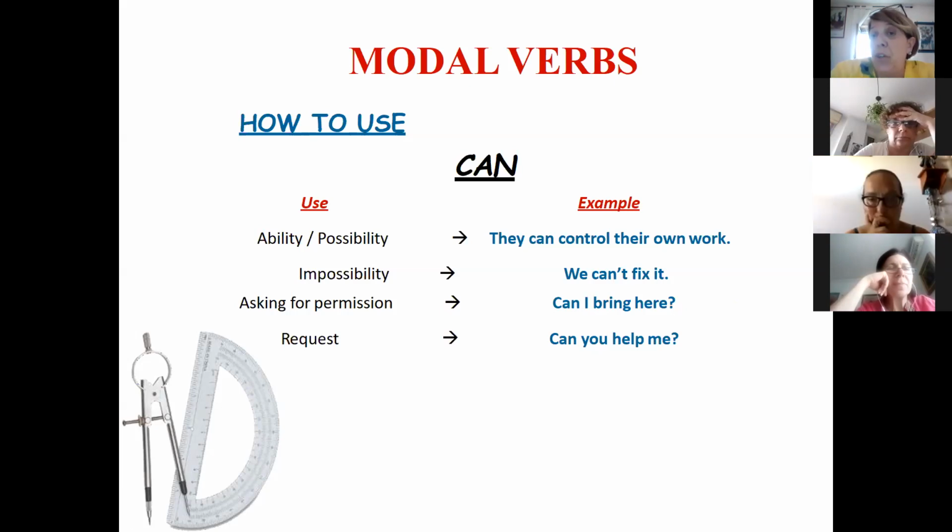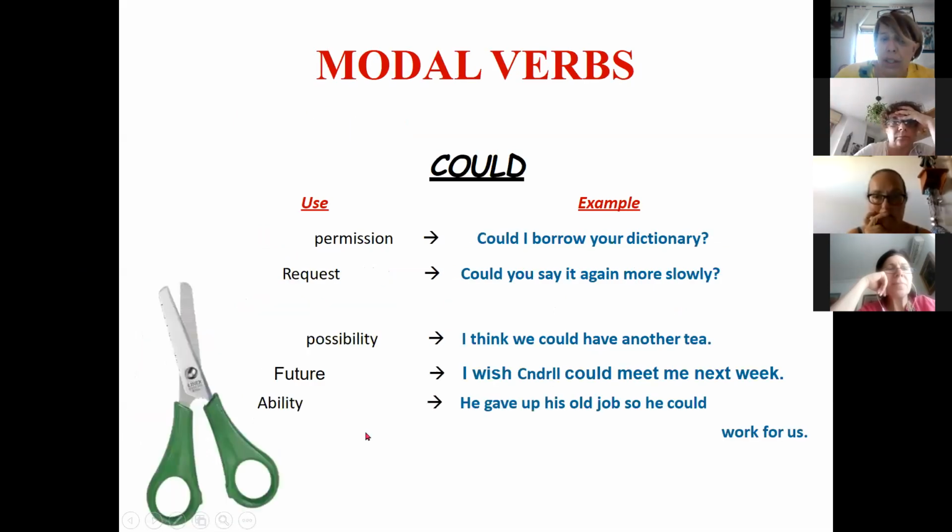Asking for permission, that is the usual one, much more similar to Italian. So, can I bring it here? Can I go there? Asking for permission or for a request. Can you help me? The first modality is the most common one with can. Could is the same, but we use it for the other tenses.